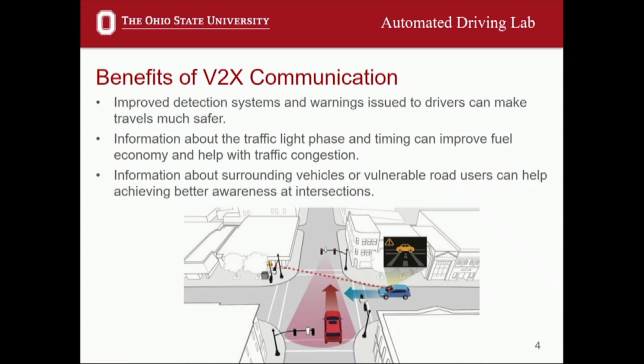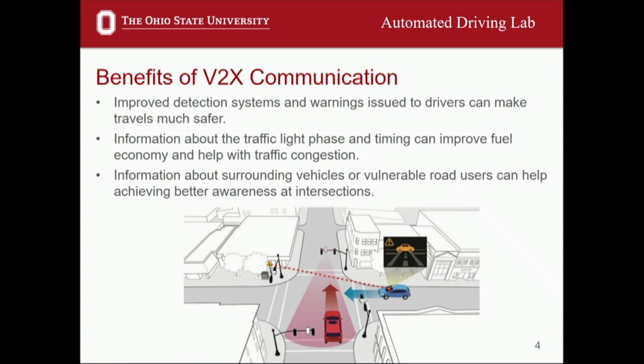So how this actually works is that we can have improved detection systems with traffic lights and warnings to be issued to drivers to make sure that they understand everything that's going on at the intersection. And some of the information that's communicated is traffic light phase and timing to improve fuel economy, and also information about surrounding vehicles or vulnerable road users to help just give better awareness at intersections.